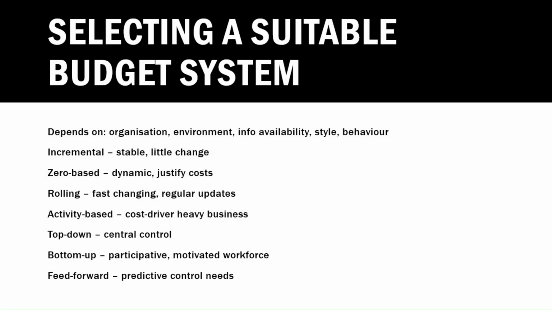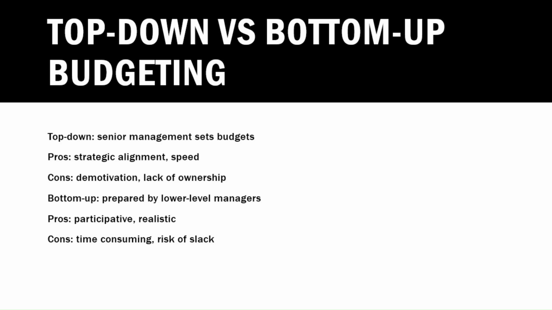Top-down budgeting ensures strategic alignment and speed, but can demotivate staff. Bottom-up provides realism and ownership, but may lead to budgetary slack and is time-consuming. In practice, a mixture is often used.